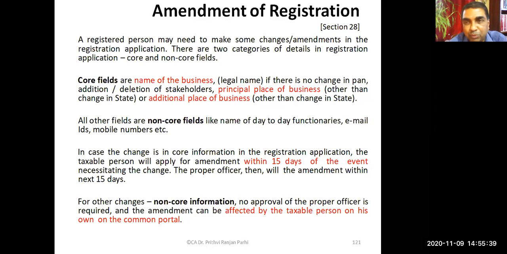But if you want an amendment in the core fields, you have to apply within 15 days and the proper officer shall get it amended within the next 15 days.